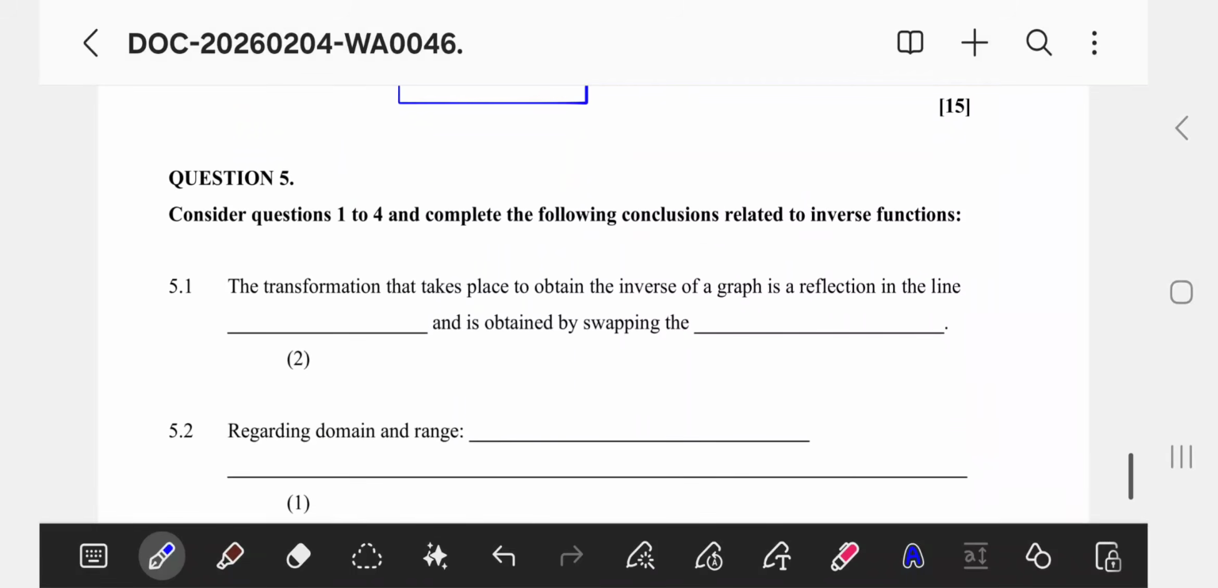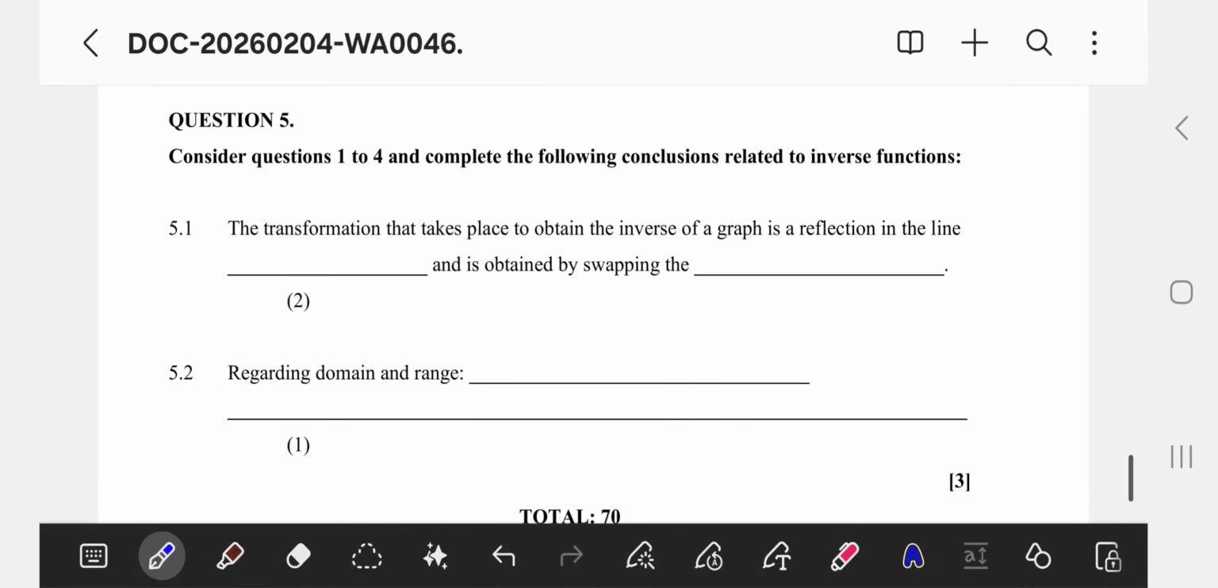Let's go on to question 5. So question 5 says, consider questions 1 to 4 and complete the following conclusions related to inverses. The transformation that takes place to obtain the inverse of a graph is a reflection in the line x is equal to y, or as they have it, y is equal to x, which is the same thing, and is obtained by swapping the x and y values.